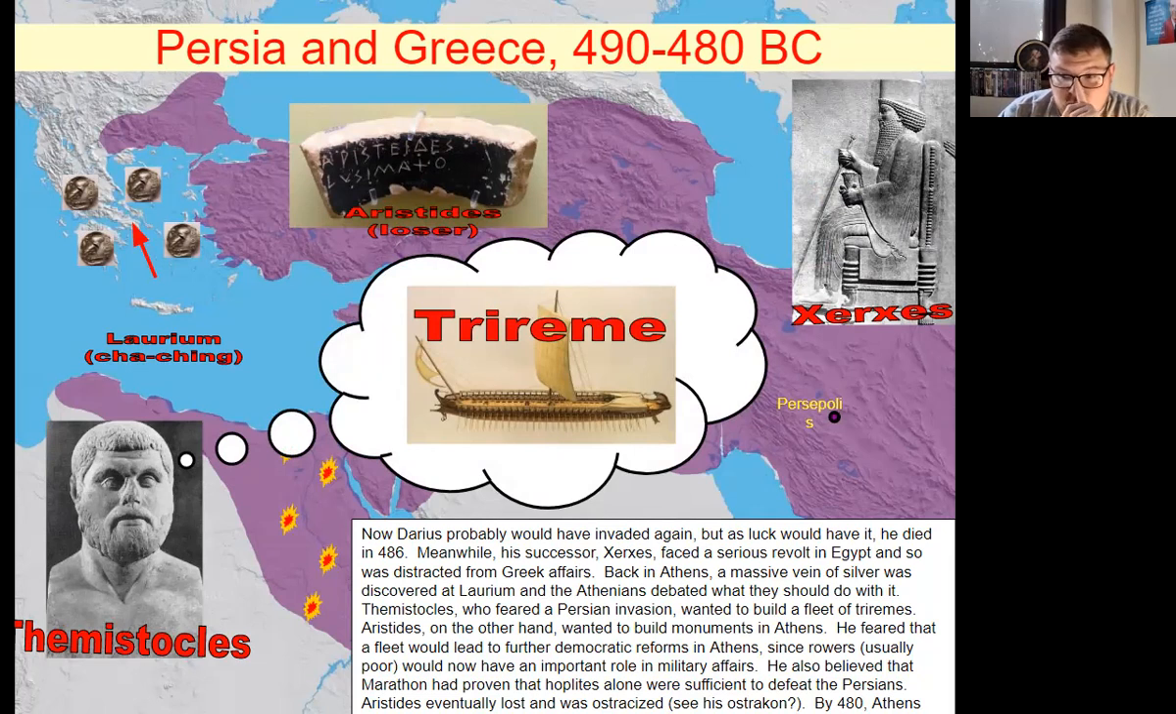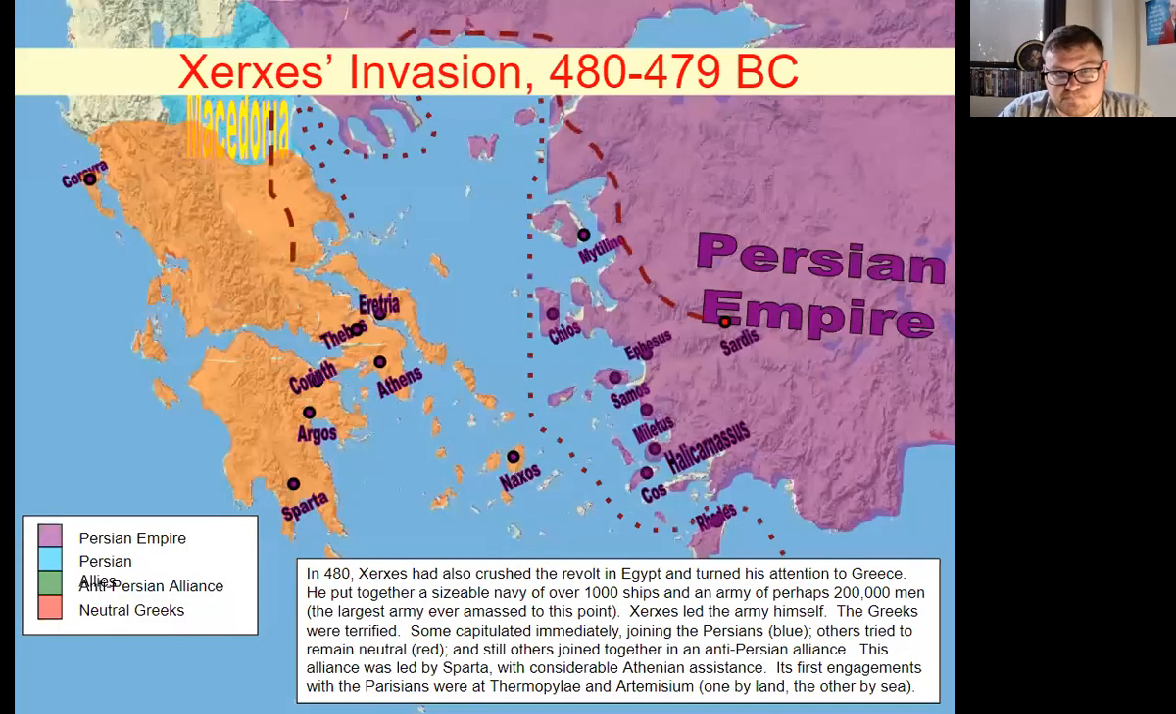Aristides, on the other hand, wanted to build monuments in Athens. He feared that a fleet would lead to further democratic reforms in Athens, since rowers, usually poor, would have an important role in military affairs. He also believed that Marathon would have proven that hoplites alone were sufficient to defeat the Persians.